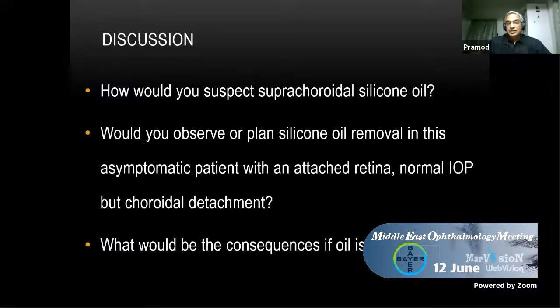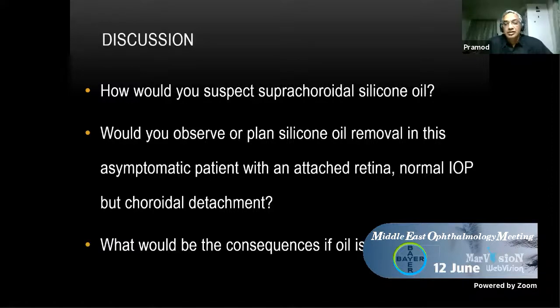So that's part of the hypothesis or theory of how oil can go into the suprachoroidal space. We have one case where we realized intraoperatively that oil was going into the suprachoroidal space. So we cut internally, made a choroidotomy from inside, put perfluorocarbon, brought that silicone oil back into the vitreous cavity itself and drained it. That's another way we did it, but this was a totally different case.